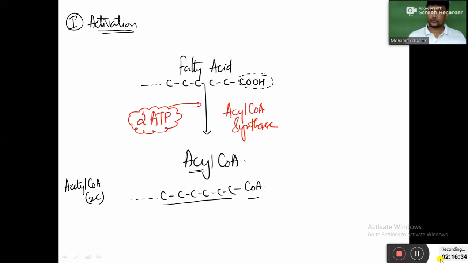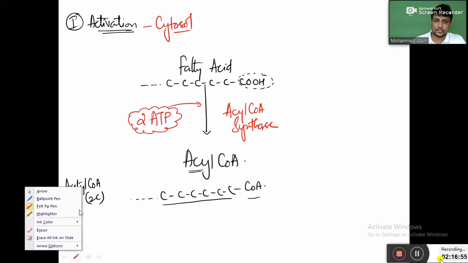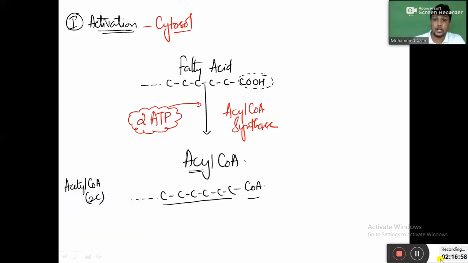Okay, children. And where is this taking place for activation? In the cytosol. Done. Are you all done? And once you are done with the activation, guys, the next step, the second step that you need to learn is actually about the transport. So therefore, welcome to the second stage. The second stage will be transport.